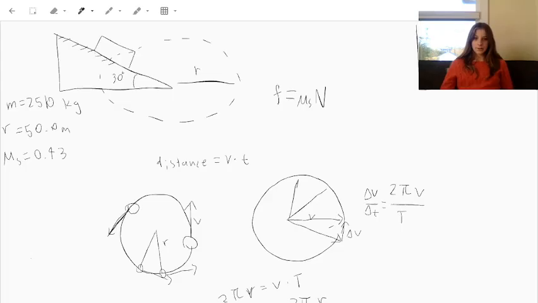Then we're going to get 2 pi r over v in the denominator. So when you're dividing by a fraction, you flip and multiply. So I'm going to say that's 2 pi v times v over 2 pi r. So these are going to cancel and equal 1. So that's equal to v times v, which is v squared, over r. So this is our formula for centripetal acceleration.